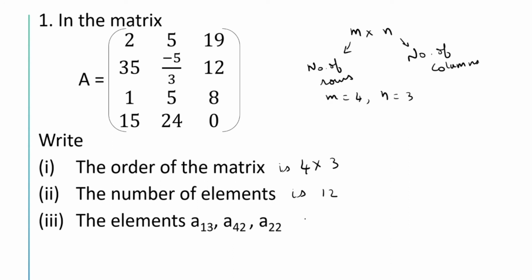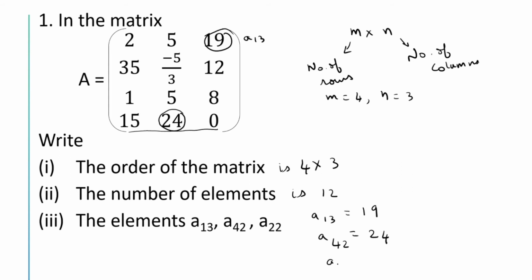A13 is the element in the first row and the third column. So this is the first row and this is the third column. So this is A13. A13 is equal to 19. Next one, A42. A42 means the element in the fourth row and the second column. So this is the fourth row and this is the second column. So A42 is equal to 24.